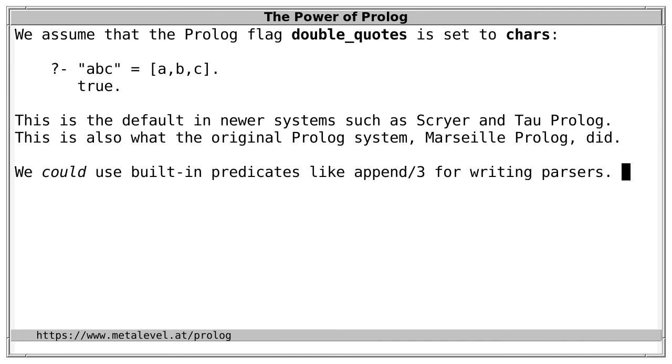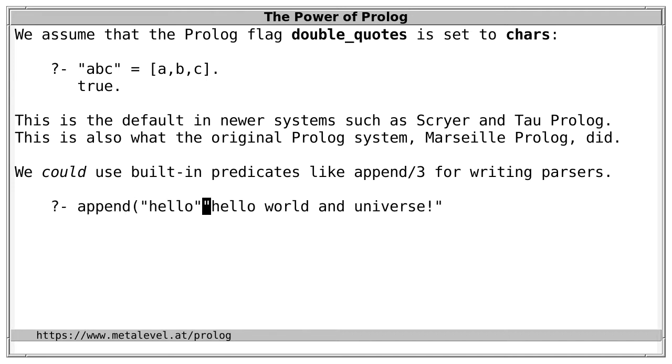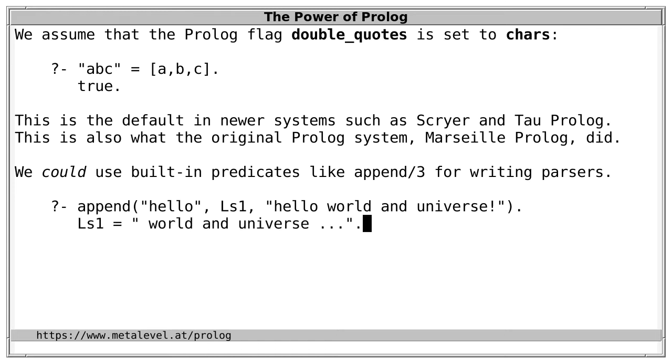And as mentioned, we can use existing list predicates to reason about strings. For instance, if we want to parse a sentence like this, then we could use, for example, the well-known predicate append to state the string we want to parse starts with hello, followed by characters Ls1. And as answer, we get the characters Ls1 that come after hello.